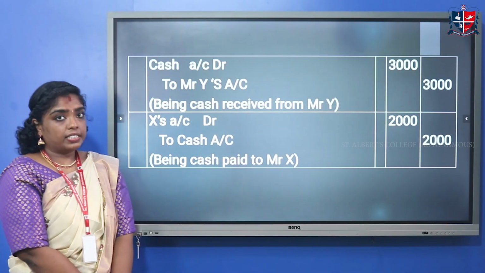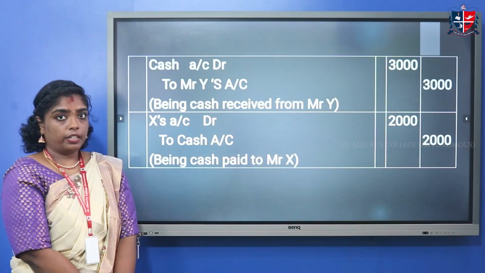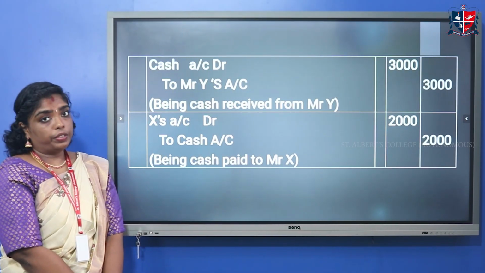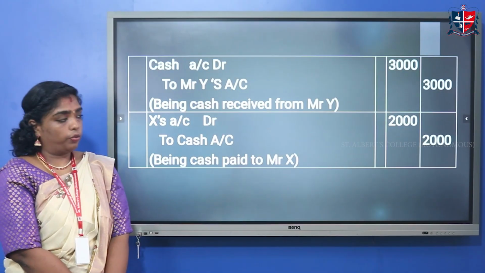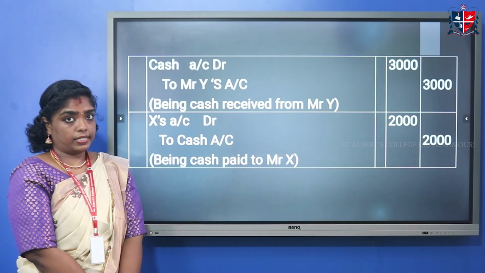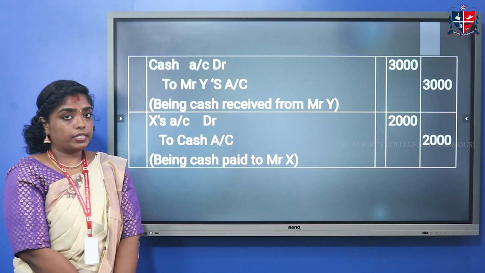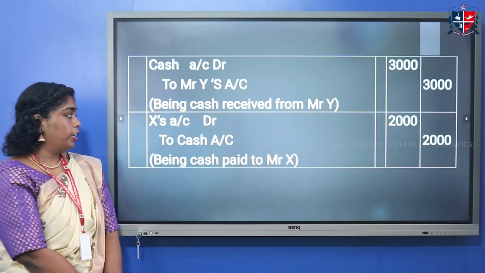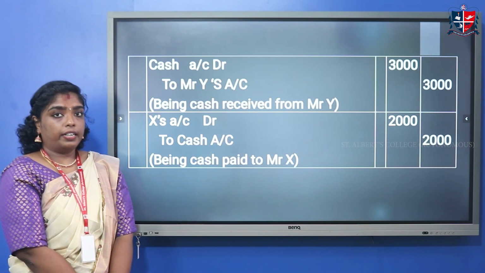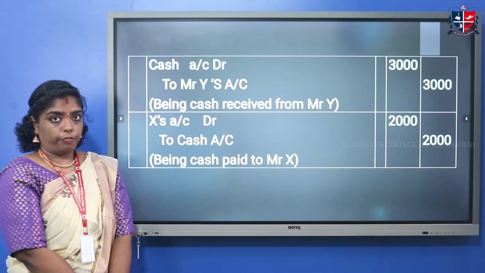credited and cash is received. So receiving aspect is coming, so it should be debited. That is cash account debtor 3,000 to Mr. Y's account 3,000. Next one is cash is paid to Mr. X for the purchases of goods, rupees 2,000. It will be X account debtor to cash account. The sundry creditor X is paid off.